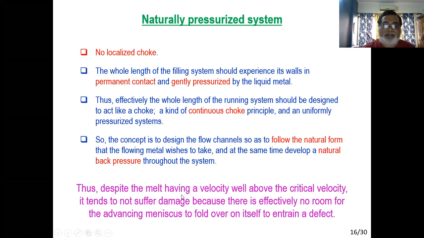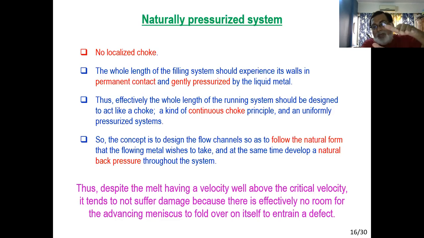Thus, despite the melt having a velocity well above the critical velocity, because it is a long, high fall height, just like the pressurized system, the velocity is very high. Since it is not an unpressurized system, the area is not increasing, so the velocity is not decreasing. So initially the velocity that it gained during the fall, the liquid metal moves with that velocity.